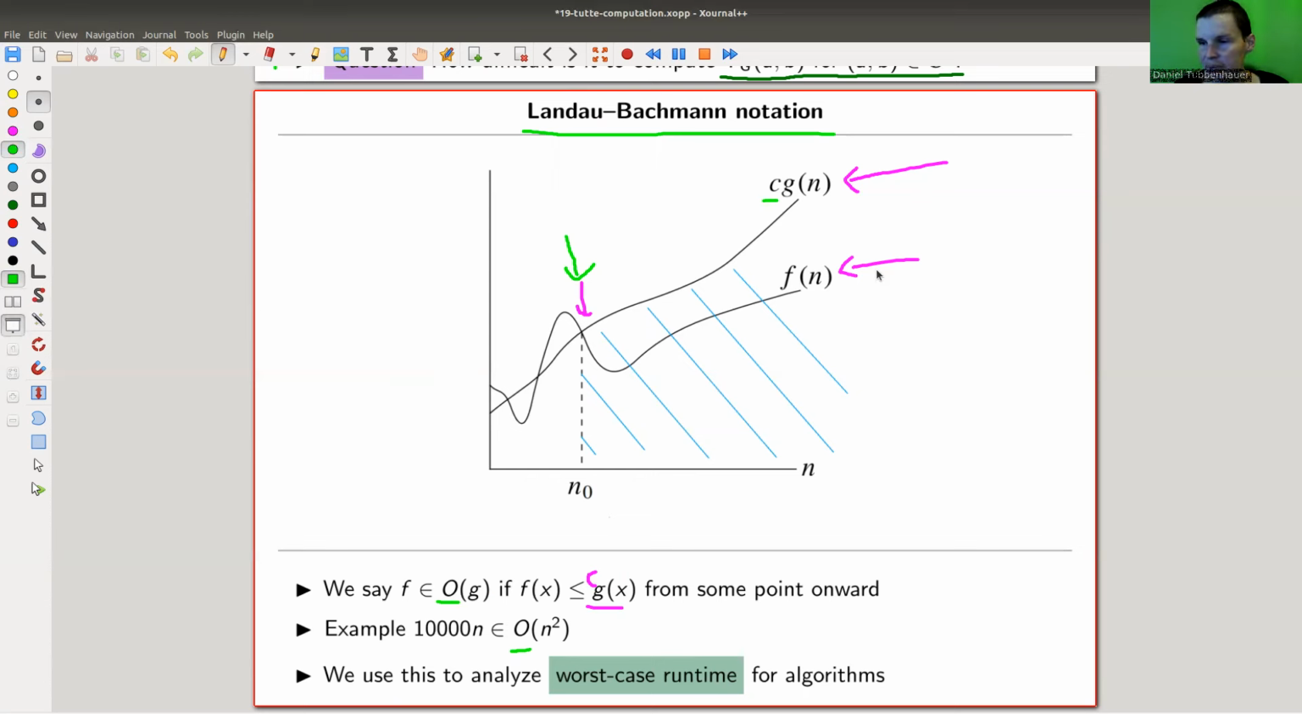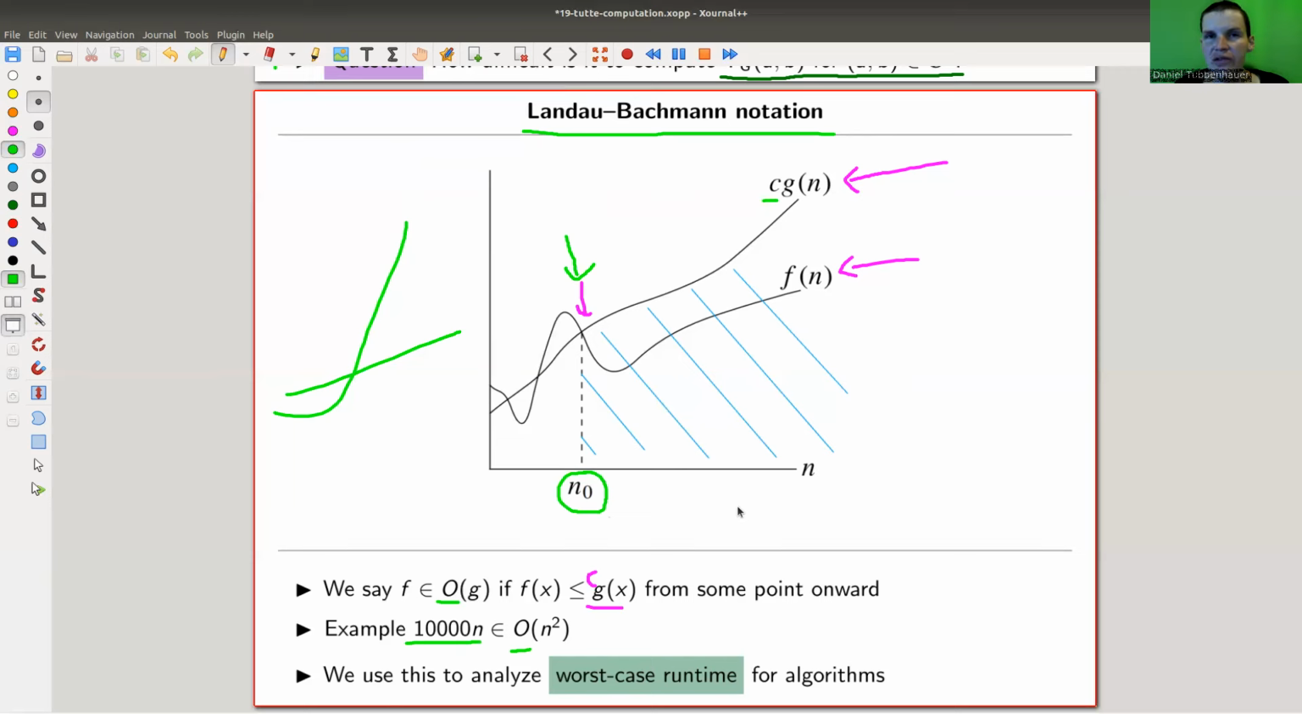So for example, n is in O of n squared, right? And even 10,000 times n will be in O of n squared, because eventually, for 10,000 times n, this n0 is very, very large, because it takes a while. That n squared will be faster than 10,000 times n, but the picture will look like this, and eventually my little function here will be smaller. And that's why it is in this complexity class.